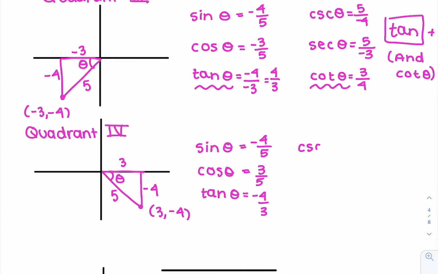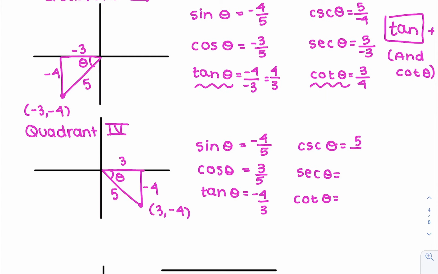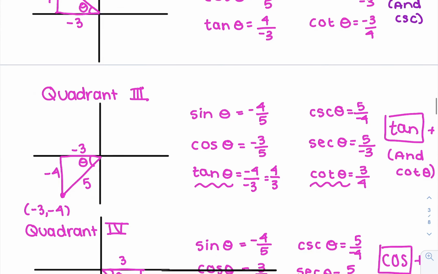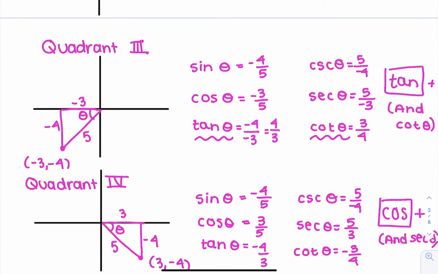Then we have our three flipped functions. So let's flip sine to get 5 over -4. We'll flip cosine to get 5 over 3, and we'll flip tangent to get cotangent, -3 over 4. So now only cosine is positive, and secant. So if we look back, in the first quadrant, every function was positive. In the second quadrant, only sine. In the third quadrant, only tangent. And in the fourth quadrant, only cosine.